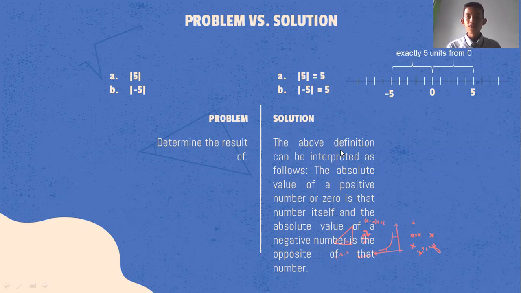The above definition can be interpreted as follows. The absolute value of a positive number or 0 is that number itself, and the absolute value of a negative number is the opposite of that number.